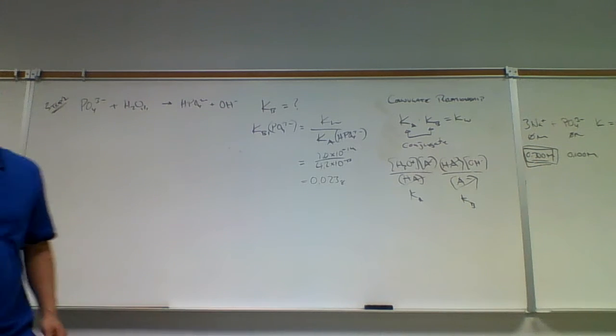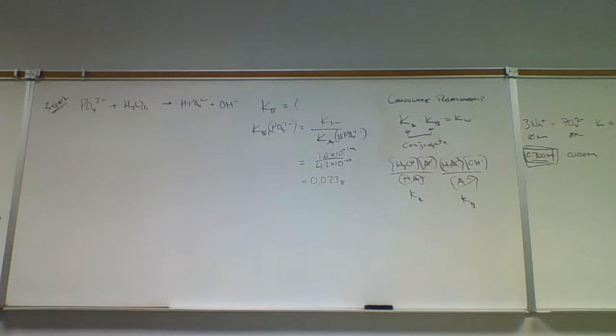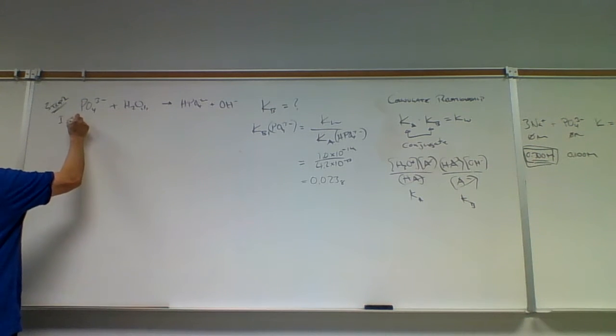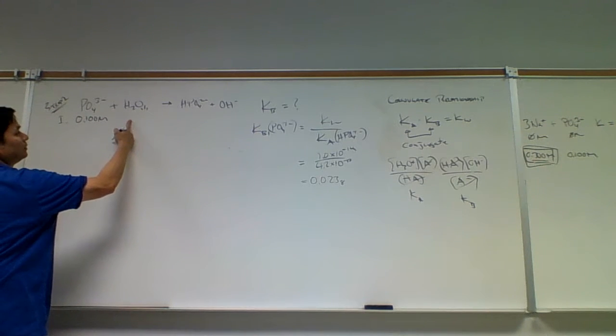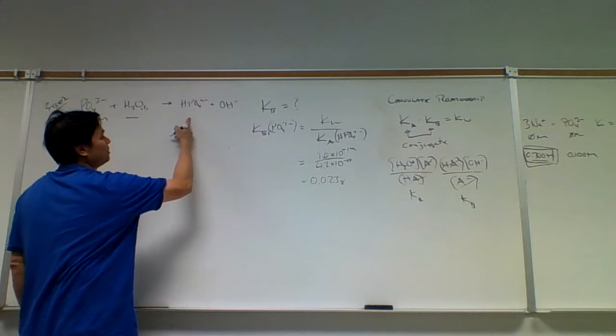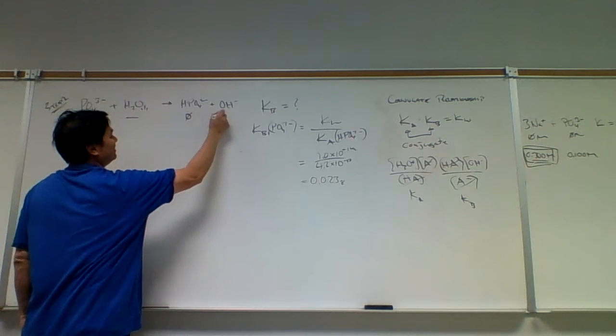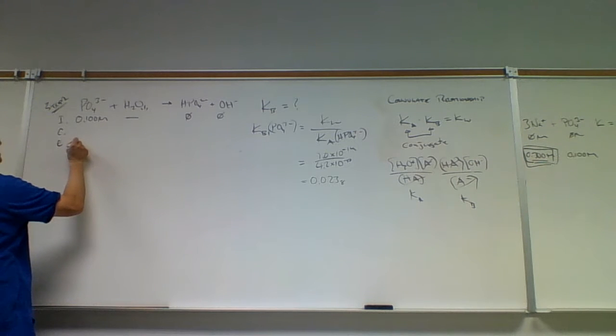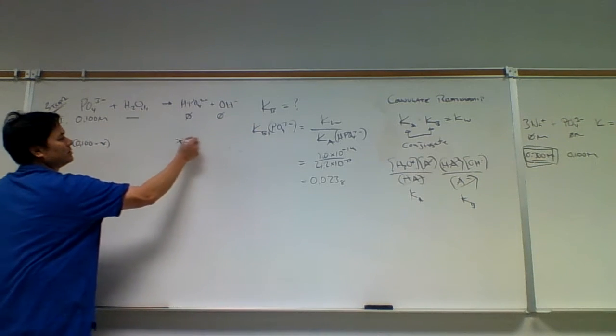All right, let's fill in the table here. And what did you guys get? First line. 0.100. Water? Nothing. HPO4 2 minus? 0 and 0. All right, change. Let's go straight to the equilibrium. What is this? 0.1 minus x. Okay, 0.100 minus x. Let's try to keep track of the sig figs, and this is going to be x and x.